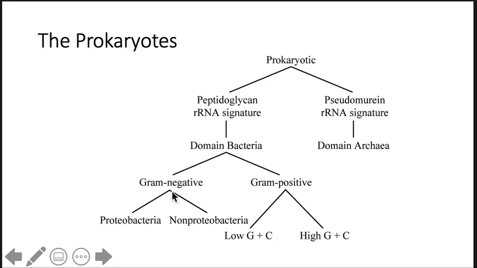Gram negative can be divided into a few groups. The major grouping: proteobacteria and non-proteobacteria. Gram positive, on the other hand, are broken into two groups called low GC content and high GC content, and that's looking at the amount of G and C in the DNA. And so we'll see this branching diagram. Notice that it's always an either or, yes or no option. This is called a dichotomous key, and this is very important when trying to determine the identity of an organism.